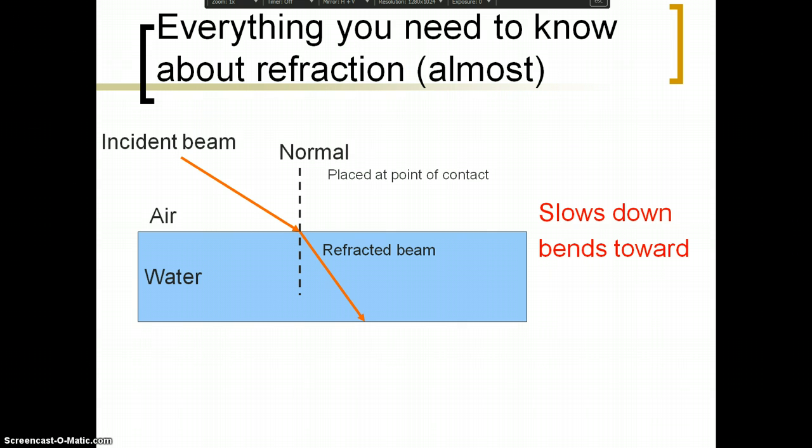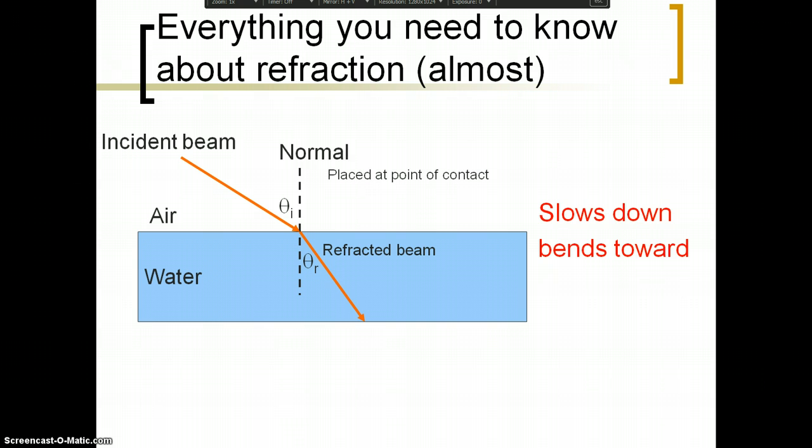I'm going to run out of time. 12 minutes already. All right, so for the next one, oh, and label your incident and refracted angles, theta i and theta r. Remember, everything is always relative to the normal. Always relative to the normal.